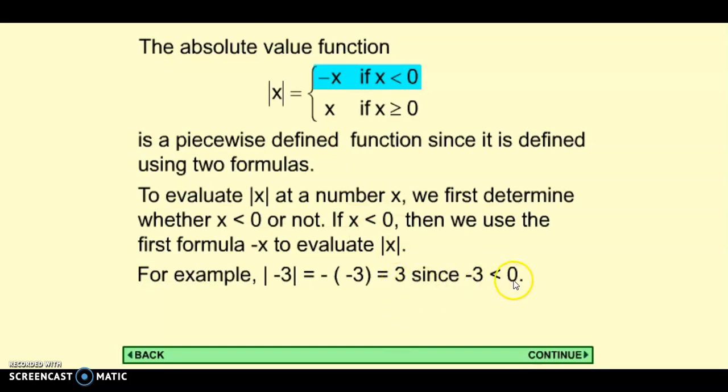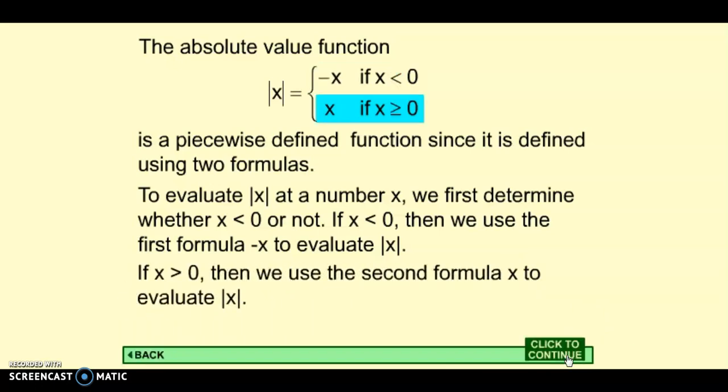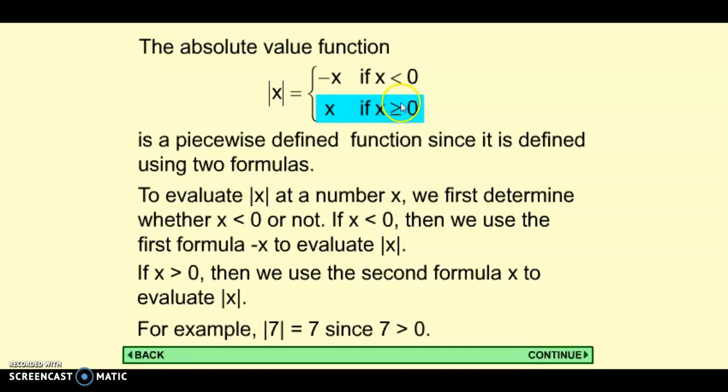Since minus 3 is less than 0, we used the first formula. If x is greater than or equal to 0, then use the second formula, that is this one. We will be using this formula when x is greater than or equal to 0 to find the mod of x. For example, let us take our input as 7, which is greater than 0. So we'll be choosing this functional value. Our output is positive 7, since the input is greater than 0.